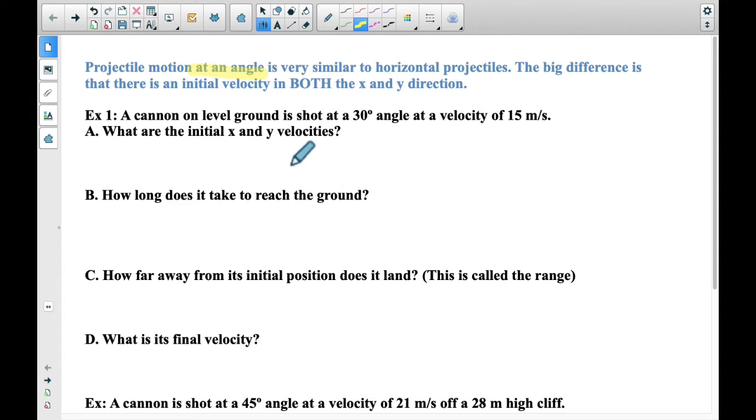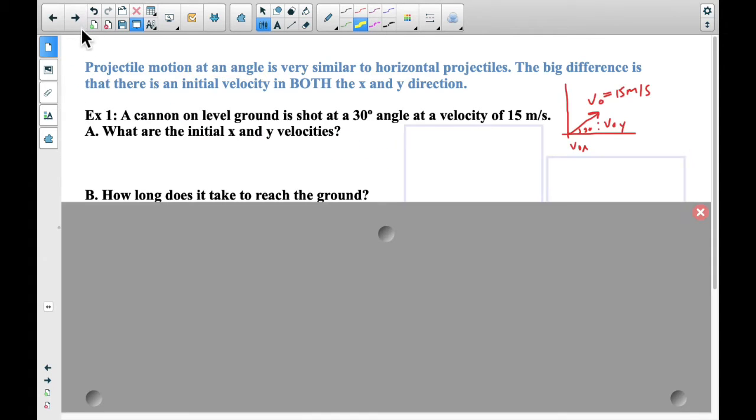So if we have a cannon on a level ground shot at a 30-degree angle at velocity of 15 meters per second, what are the initial x and y velocities? In other words, we have to break this up into the components. And so here I drew a little diagram. It's tiny, but my initial velocity is 15 meters per second. But I have to break it down to my y components and my x components. So I need to use some trigonometry, and then that's a 30-degree angle in there.